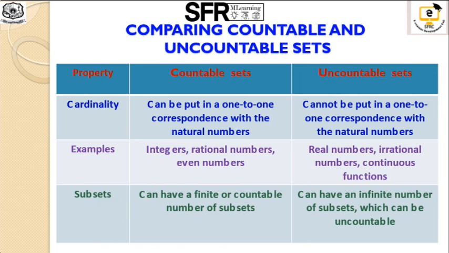Next, we see the subset property of countable sets and uncountable sets. A countable set can have a finite or countable number of subsets. An uncountable set can have an infinite number of subsets, which can be uncountable sets. These are the comparisons between countable sets and uncountable sets using the cardinality property and the subset property.